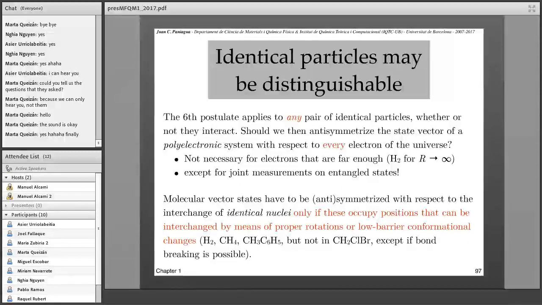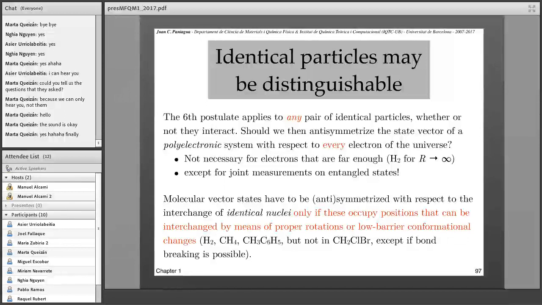The postulate tells nothing about whether two identical particles are interacting or not. In fact, when there is entanglement between two electrons, for instance, even if they are very separated, the total state vector must be antisymmetric with respect to the exchange of these two particles. But so, when we are studying an atom, do we have to bother with making the state vectors antisymmetric with every other electron in the universe? Strictly speaking, the answer is yes.